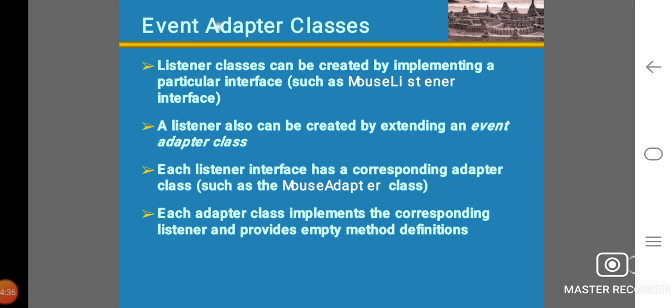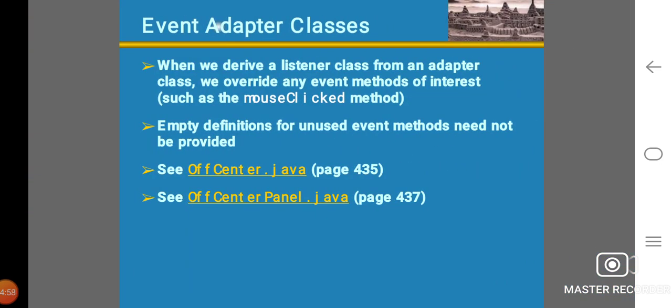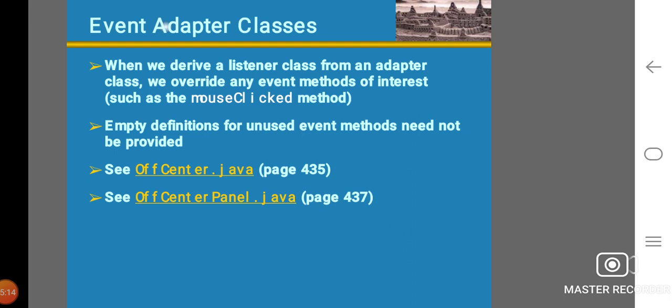Event adapter classes. Listener classes can be created by implementing a particular interface, such as the MouseListener interface. A listener also can be created by extending an event adapter class. Each listener interface has a corresponding adapter class, such as the MouseAdapter class. Each adapter class implements the corresponding listener and provides empty method definitions. When we derive a listener class from an adapter class, we override any event methods of interest, such as the mouseClicked method. Empty definitions for unused event methods need not be provided.